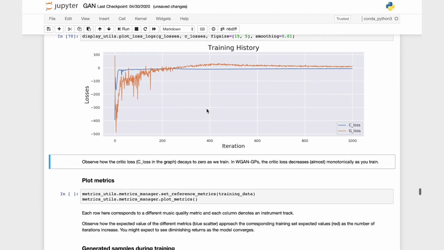Cool. If you remember, we had set the number of iterations during the training process to 1000. So we see that the training is complete, and both the critic and the generator losses begin to converge after the 300th iteration, and by the 1000th iteration you see that they're almost flat. This is a great cue that the model has converged and completed training.